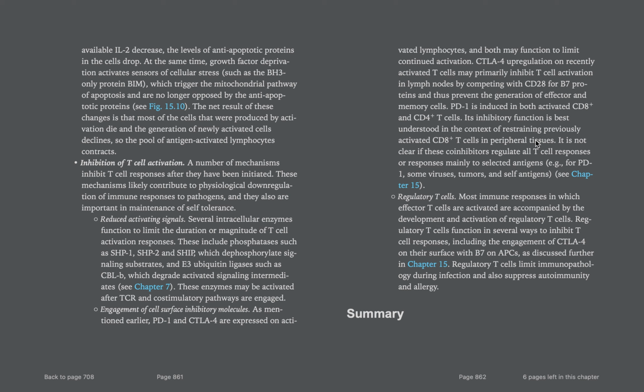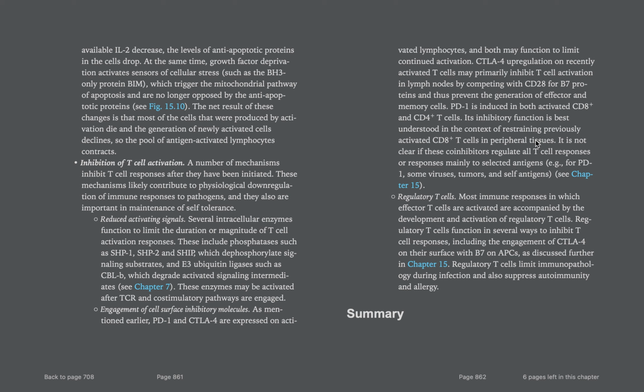CTLA4 upregulation on recently activated T cells may primarily inhibit T cell activation in lymph nodes by competing with CD28 for the B7 protein and thus prevent the generation of effector memory cells. PD-1 is induced in both activated CD8 and CD4 cells. Its inhibitory function is best understood in the context of restricting previously activated CD4 and CD8 T cells in the peripheral tissue.